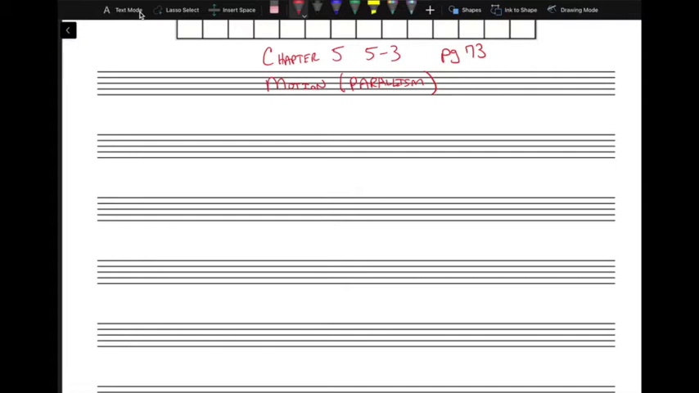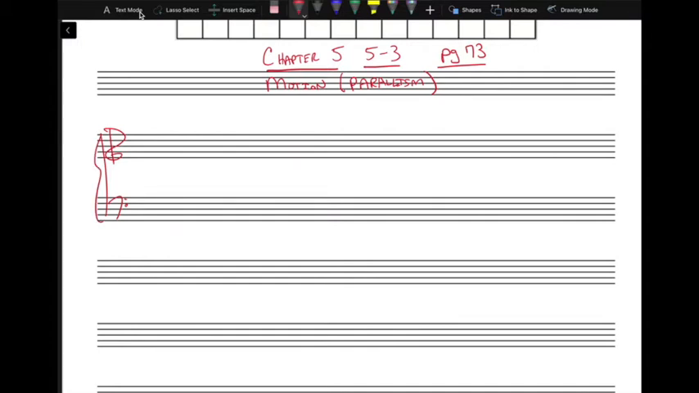If you want to keep up, this is page 73 in your book. We're dealing with chapter 5, section 5-3. They call it parallel motion, which is the next topic, but we're just talking about motion in general to start here. What we want to talk about is how each voice interacts with each other. So when we write a chorale, let's do it right here.